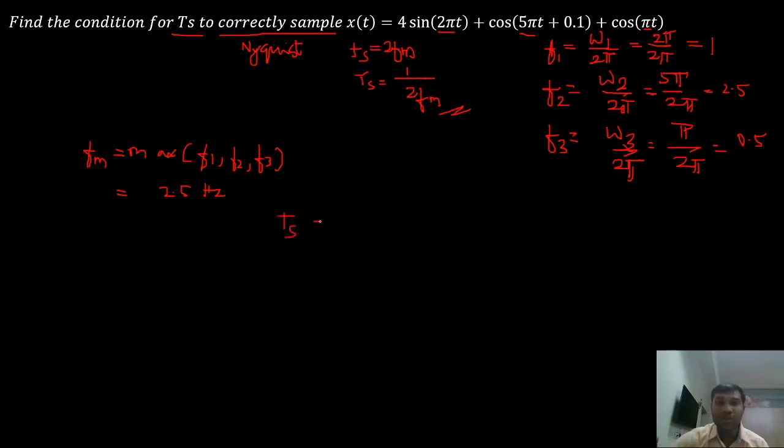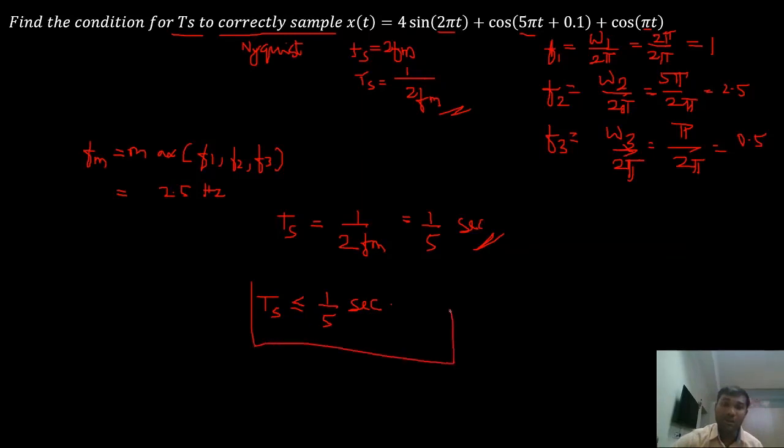Now Ts is going to be 1 by 2 Fm. If you substitute Fm, which is 2.5, Ts is 1 by 5 seconds. So the condition to correctly sample x of t is Ts is less than or equal to 1 by 5 seconds. Right? That is the condition to correctly sample x of t.